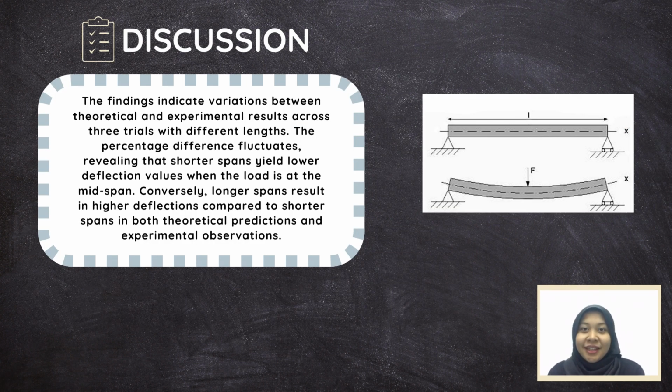For discussion, the findings indicate variation between theoretical and experimental results across 3 trials with different lengths. The percentage difference fluctuates, revealing that the shorter span yields a lower deflection value when the load is at the mid-span. Conversely, a longer span results in higher deflection compared to a shorter span in both theoretical prediction and experimental observation.